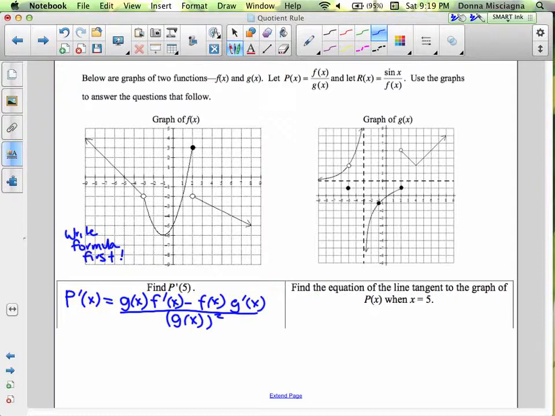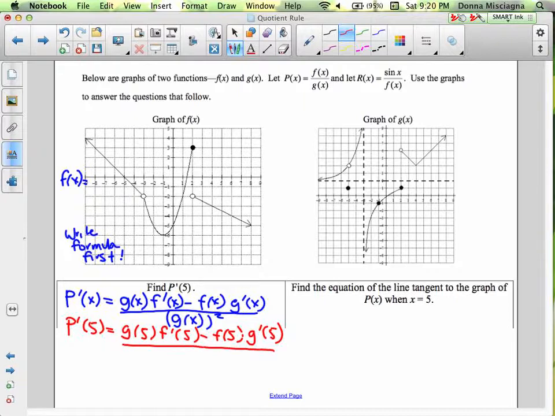So f of x, that's just going to be the value you see in the graph. Specifically we're looking for f of 5. Since we're looking for p prime of 5, let's write underneath: p prime of 5 is going to be g of 5 times f prime of 5 minus f of 5 times g prime of 5. I would write both parts here. You won't make as many errors because it's easy once you have it written out correctly. All divided by g of 5 squared.